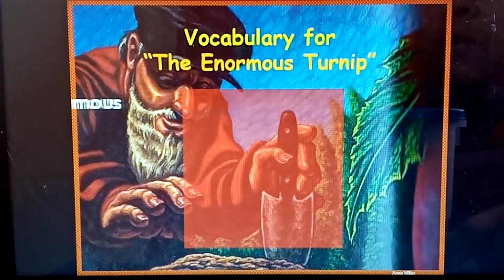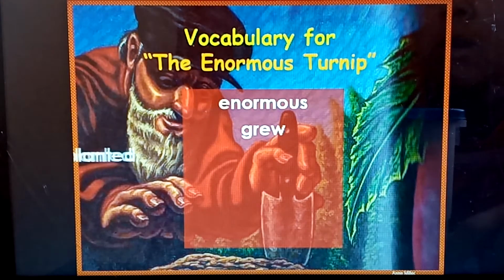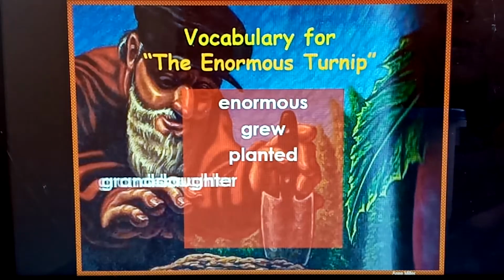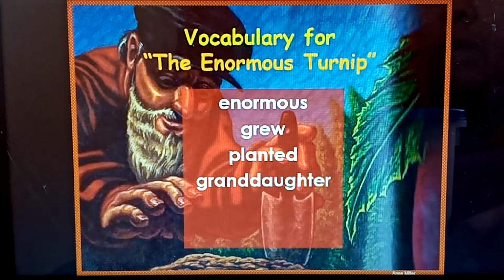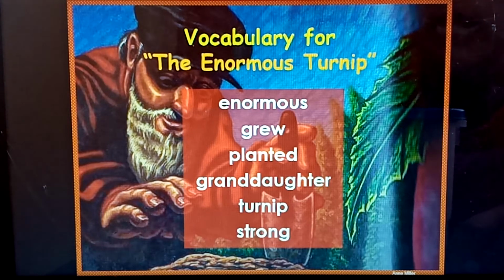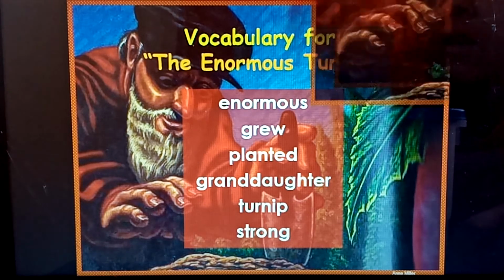So the vocabulary words for the enormous turnip are enormous, grew, planted, granddaughter, turnip, and strong. That makes 6 vocabulary words.